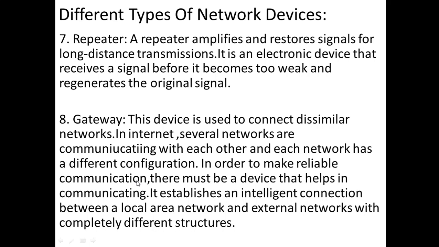So in order to make reliable communication, there must be a device that helps in communicating. It establishes an intelligent connection between the local area network and the external networks with completely different structures. So these were the network devices.